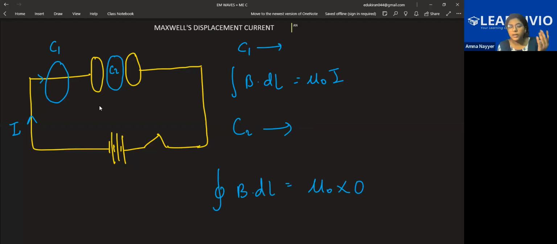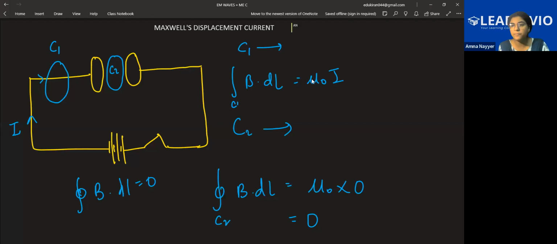Because in capacitors, one plate induces the other plate. That's how the charges are transferred. But when you take a loop there, you won't get the amount of current. So that's why it is mu naught into 0, and straight away this is equal to 0. This is about the C2 loop, and this is regarding the C1 loop. So this is the difference. It means the closed integral of B dot dl came out to be 0, right?